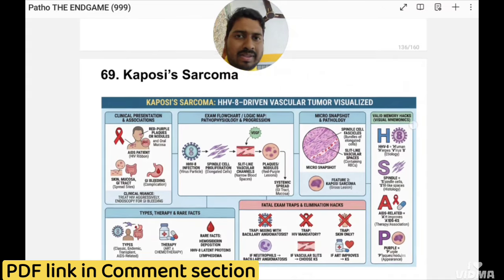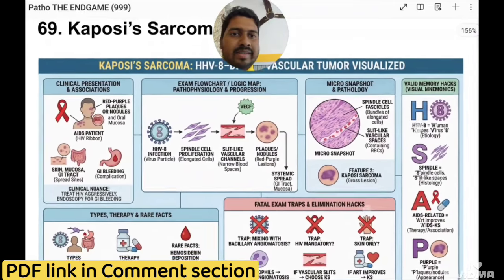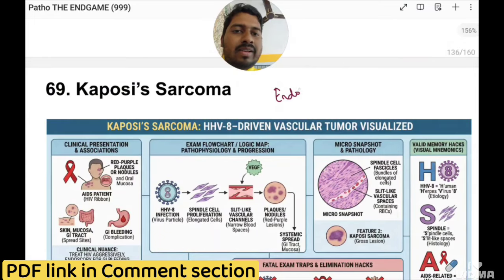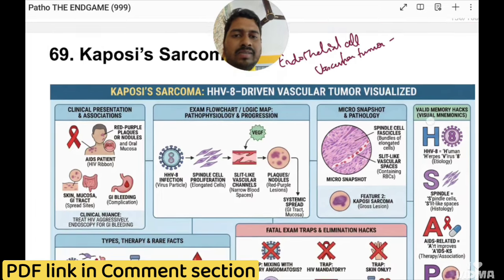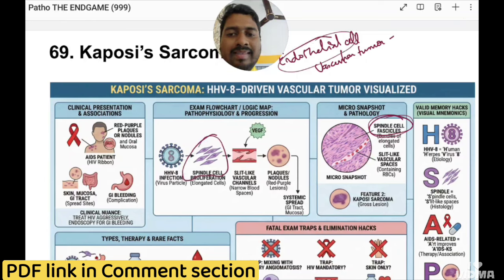So Kaposi sarcoma, there are a few things I think you should know. One is basically it is a tumor of endothelial cells. Endothelial cell tumor. It's a vascular tumor. Now the origin of these spindle cells you are seeing is actually modified endothelial cells only, which are known as spindle cells.